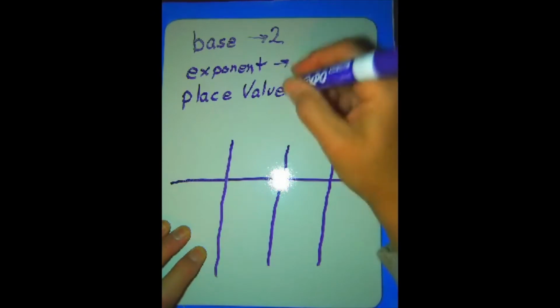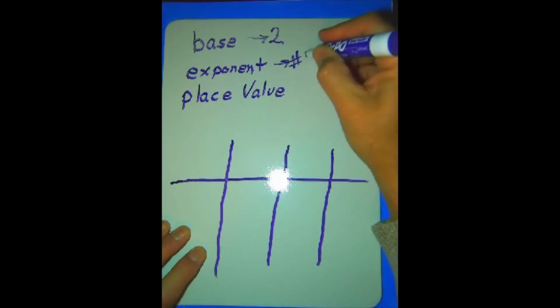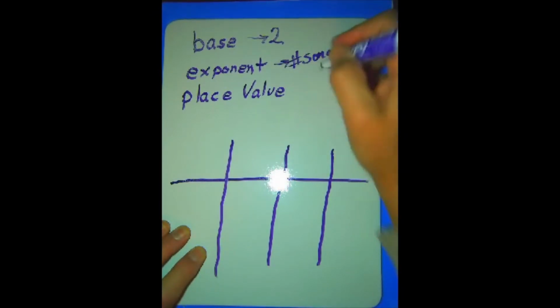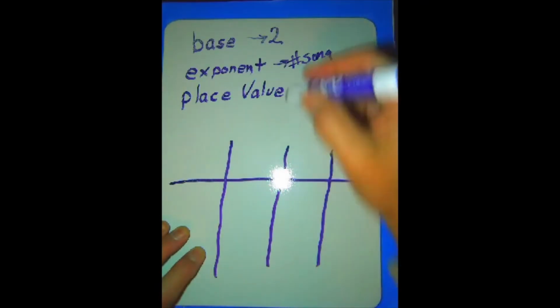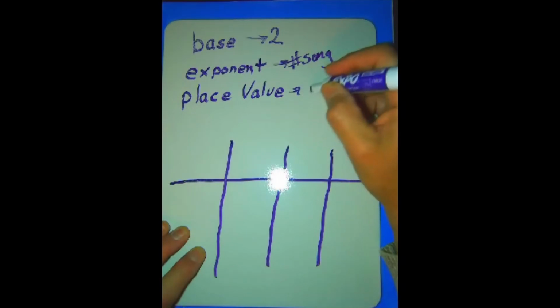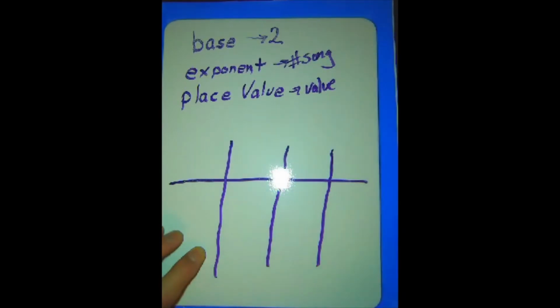If you remember, our exponent refers to the number of times the song has been sung. And our place value tells us what we get when we raise that base and we sing the song that number of times. So it really literally is a value in terms of how much each of those locations are worth. So let's take a quick look then and see what this looks like with actual objects.